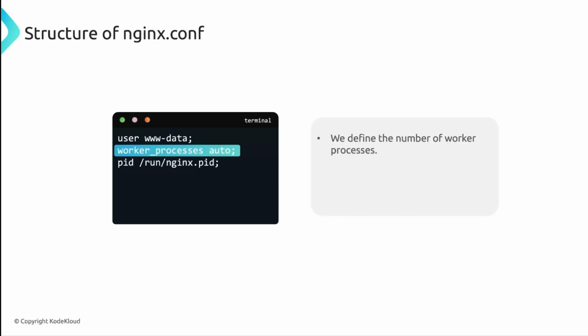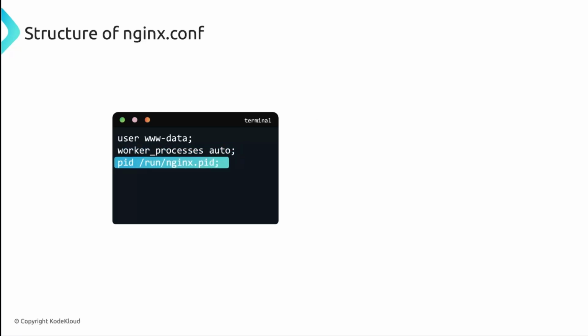Then we have the worker processes. Here we define the number of worker processes, and setting this to auto lets NGINX adjust the number based on the number of CPU cores available, which is really great for optimizing performance. And then we have the PID, which stands for process identifier. This specifies the location of the PID file, which stores the process ID of the NGINX master process. We will interact a lot with this PID when we pass in signals like reloading, restarting, shutting down, etc.